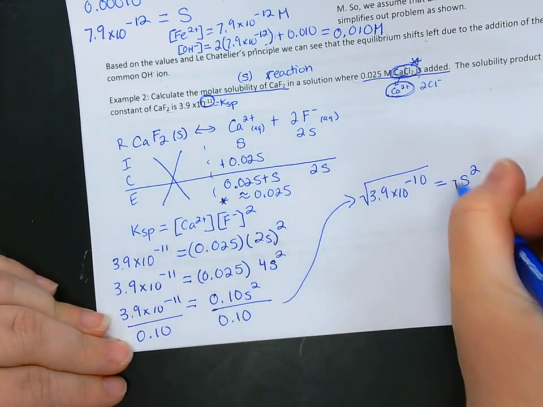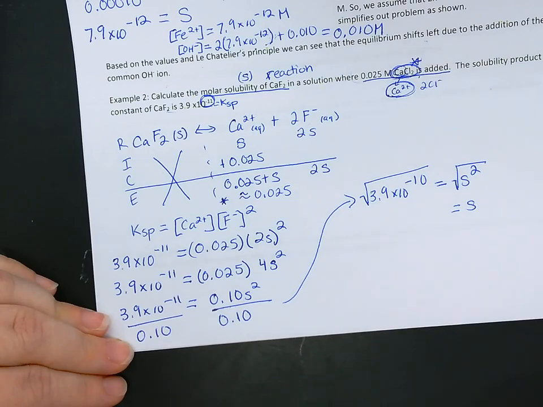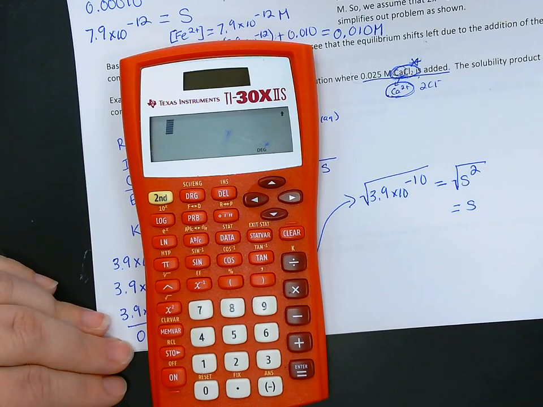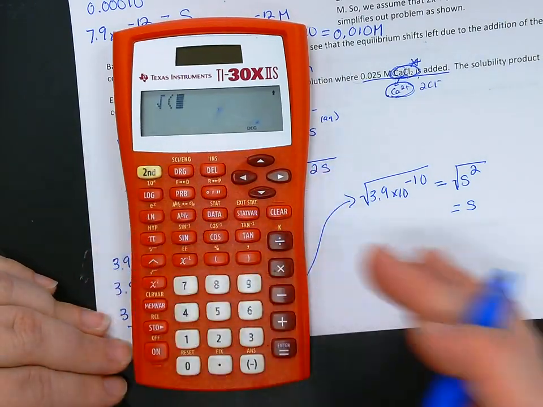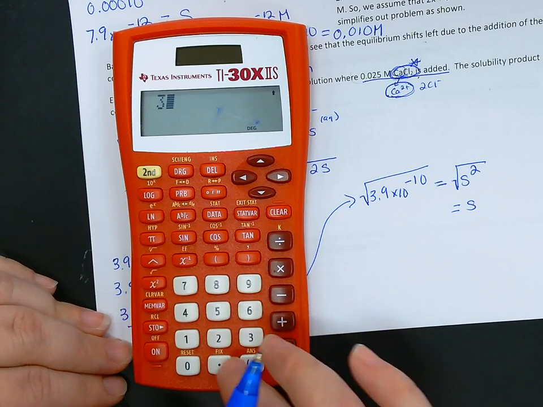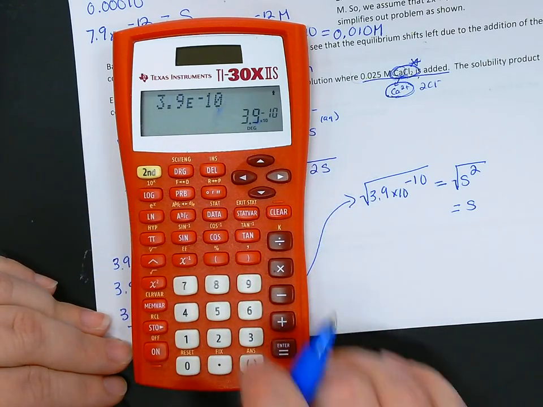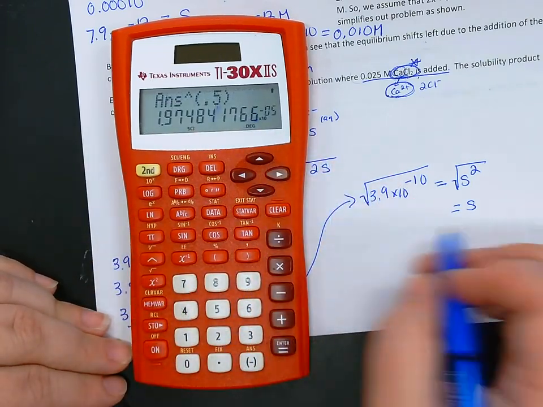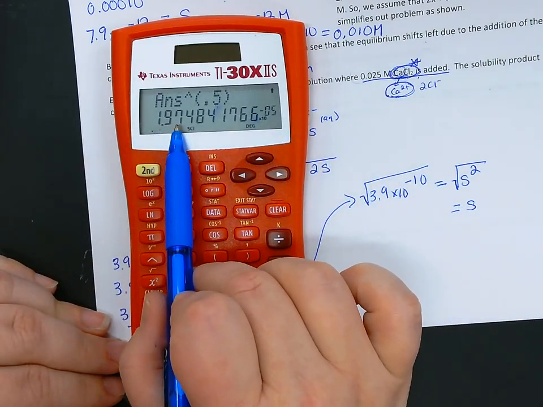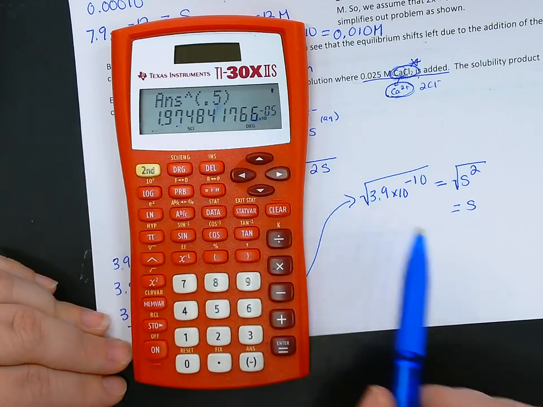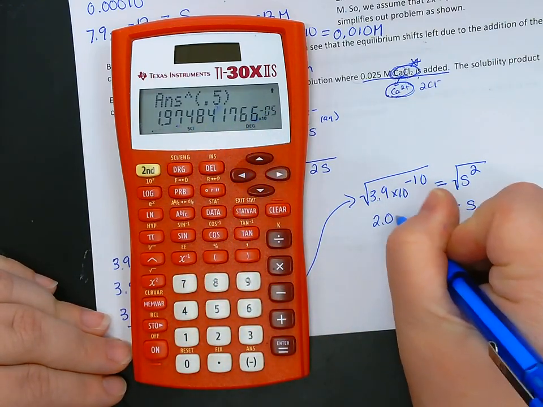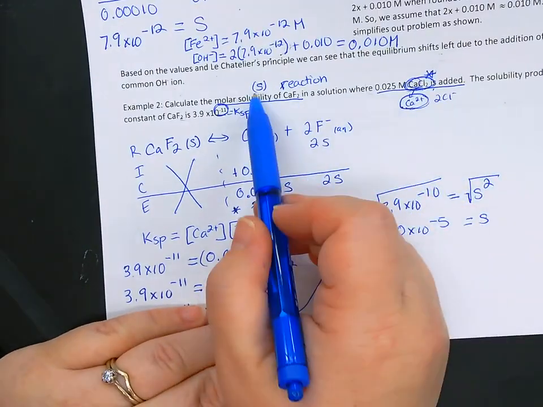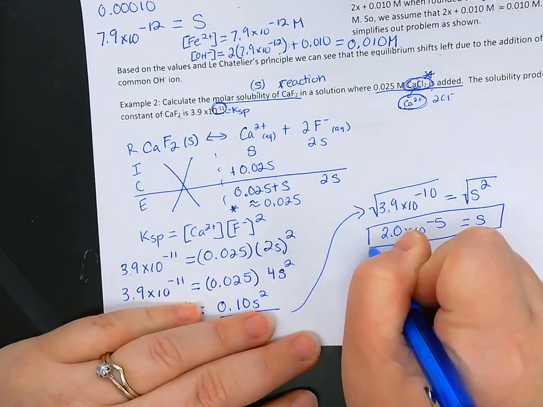We can square root both sides. There's two ways you can do it in your calculator. Of course, you can hit the square root button and then type your stuff in, or you can do 3.9 times 10 to the negative 10 and raise it to the 1/2 power. Both of those give you the square root. We should get 1.97 times 10 to the negative 5. So we get 2 sig figs. So 2.0 times 10 to the negative 5 is S. We are looking for our molar solubility, so we have answered our question.